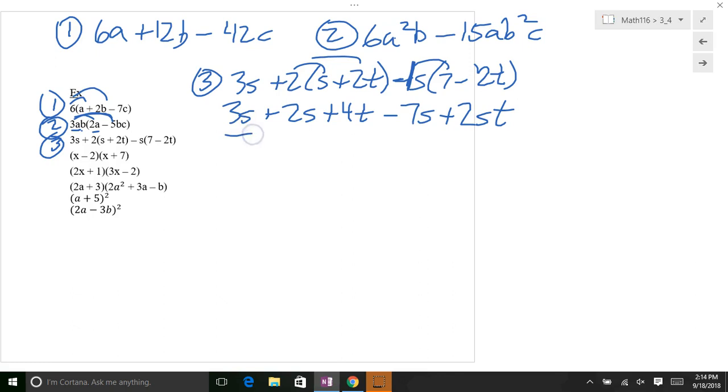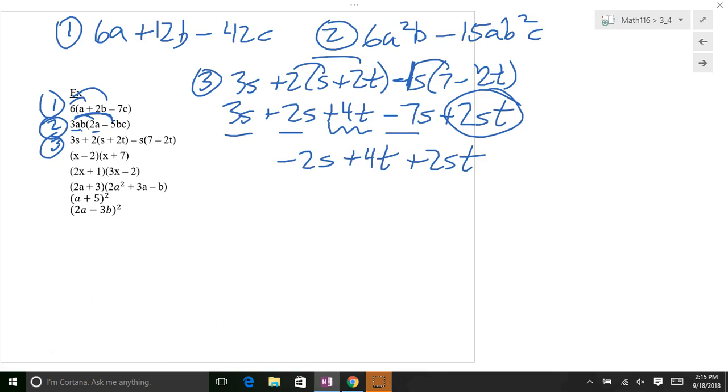Combine any like terms. 3s plus 2s is 5s. Minus 7s is negative 2s. We just have that 4t. Looks like this is a loner, and then a plus 2st. That's the only like terms there were with the s's.